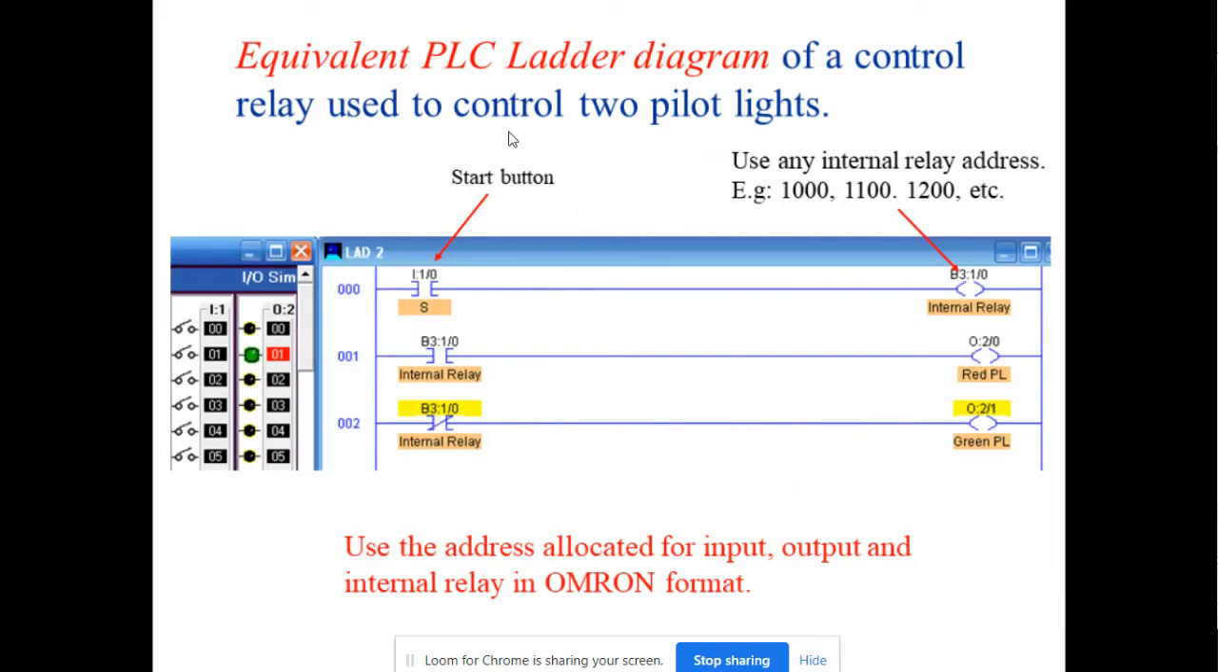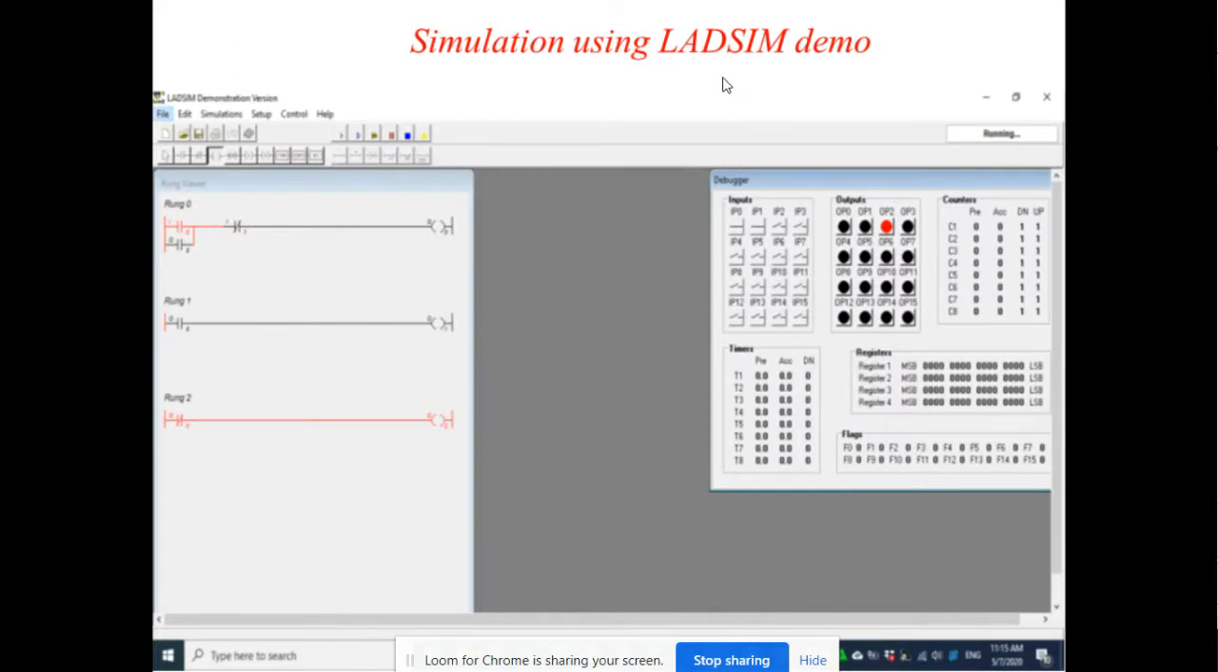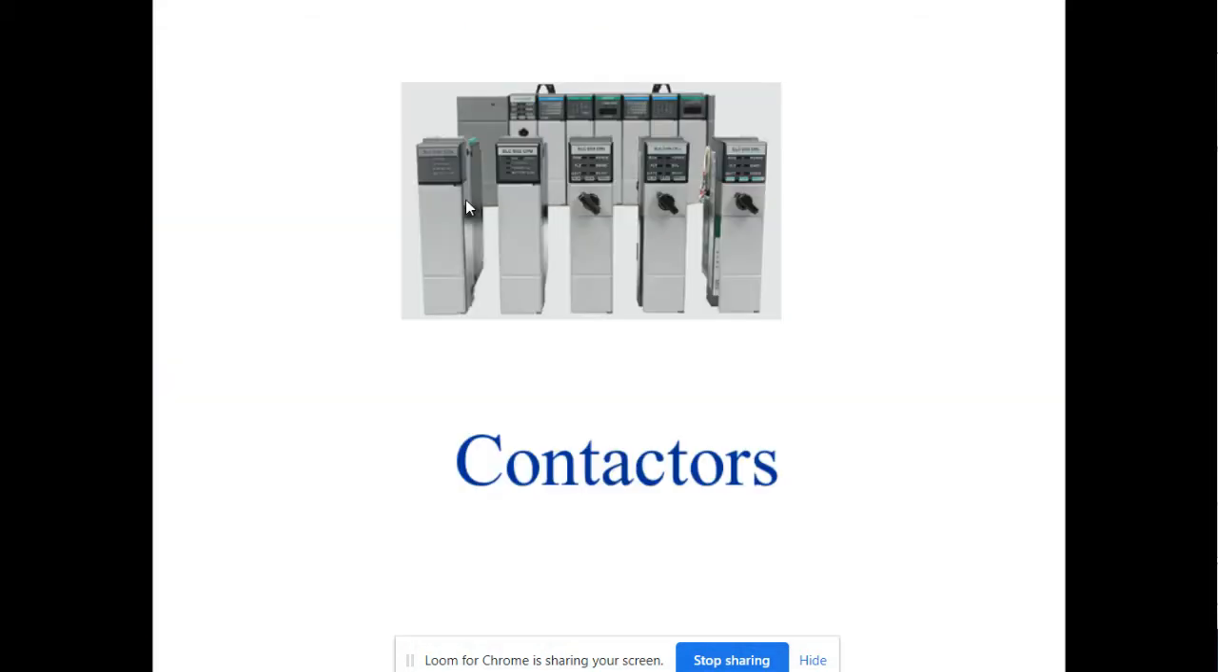So this is the equivalent PLC ladder diagram. The address here is normally used for the Allen Bradley model. However, for our case, in our lab, we can use this internal relay. You can replace it with this address, and this button you can replace with the start button. And this is the one that I simulated using the LetSim. So you can play with this LetSim later, so you can see the output and how it works.